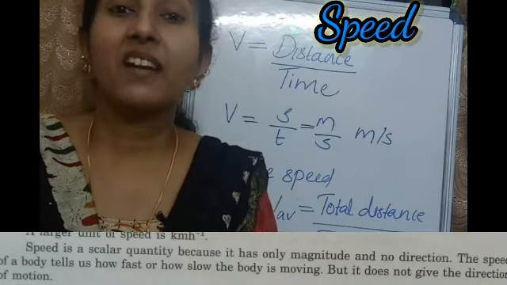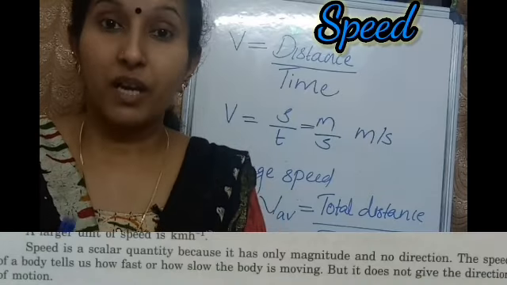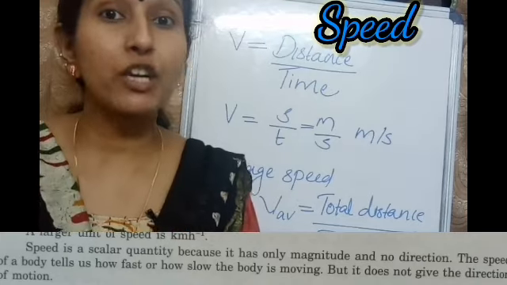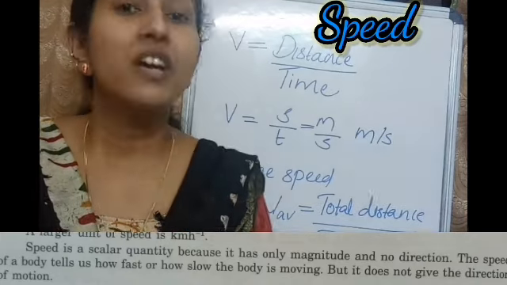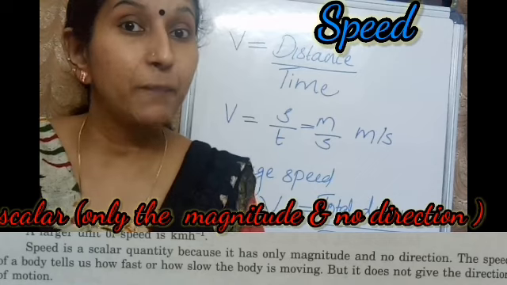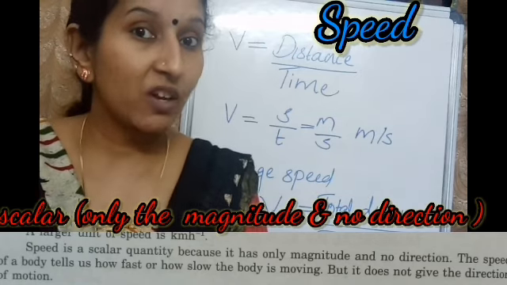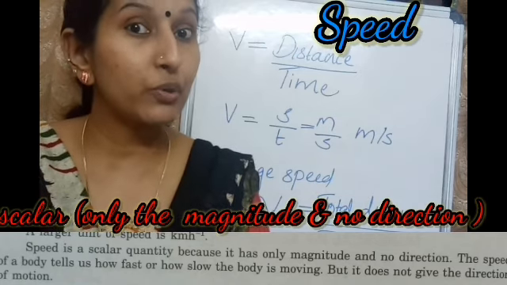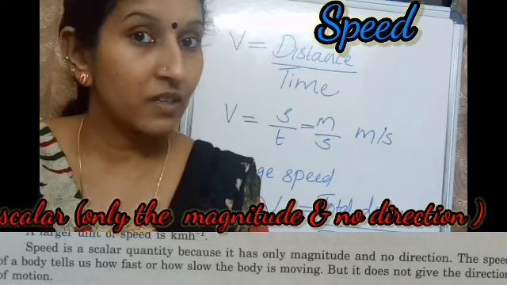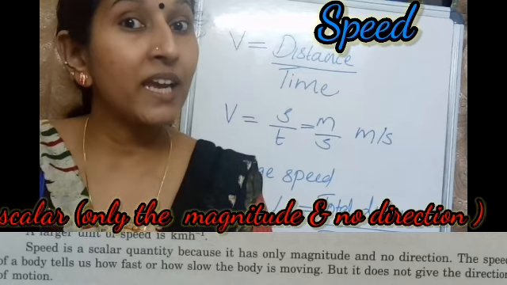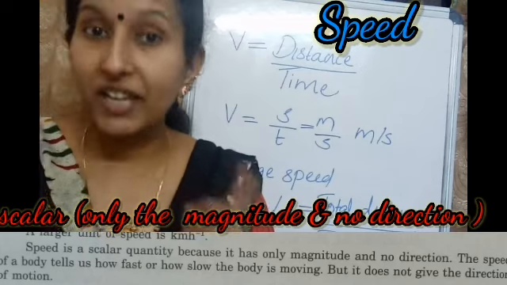Speed is a scalar quantity. Why? Because speed has only magnitude, there is no direction. What is a scalar quantity? Scalar quantity is a physical quantity which has only magnitude, there is no direction. So speed has only magnitude, there is no direction.